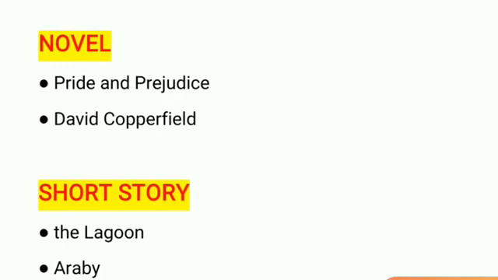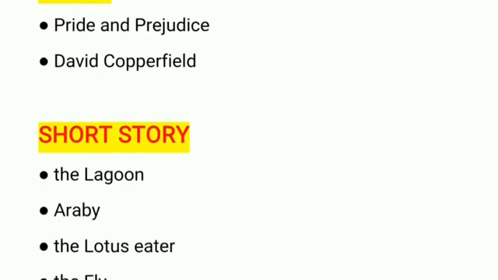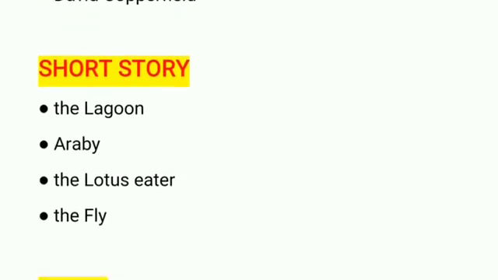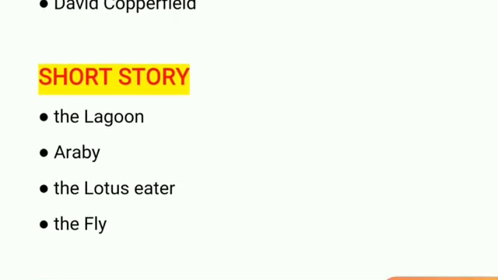Now come to the novel section. There are only 2 novels prescribed for you in SLST 11-12. The first one is Pride and Prejudice. The second one is David Copperfield. Now come to the short story section. In the short story section, there are 4 short stories. The first one is The Lagoon. The second one is Araby. The third one is The Lotus Eater. The fourth one is The Fly.